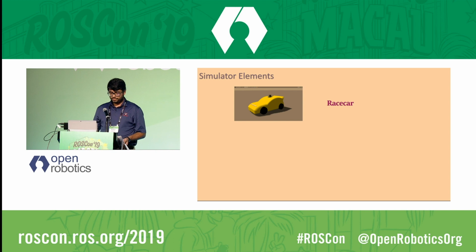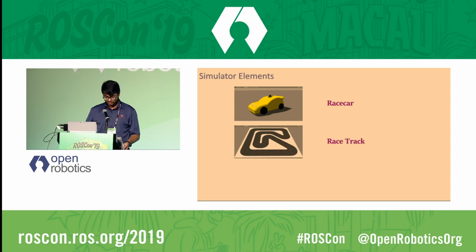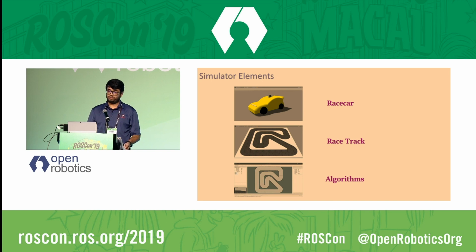The simulator itself consists of 3 critical elements required for autonomous racing. I will provide a brief overview of these elements as we go forward. The first element is the virtual race car, followed by the virtual racetrack, and finally, the algorithms needed to drive the car around the racetrack autonomously.